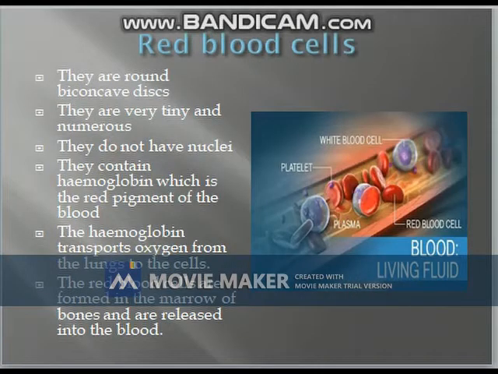So we move to the red blood cells. From the diagram, the illustration that we have there, you see the red blood cells together with the white blood cells and the blood platelets. Now red blood cells, as they are in structure, are biconcave discs. They are very tiny and numerous. They do not have nuclei. They contain hemoglobin, which is the red pigment of the blood. The hemoglobin transports oxygen from the lungs to the cells. The red blood cells are formed in the marrow of bones and are released into the blood.